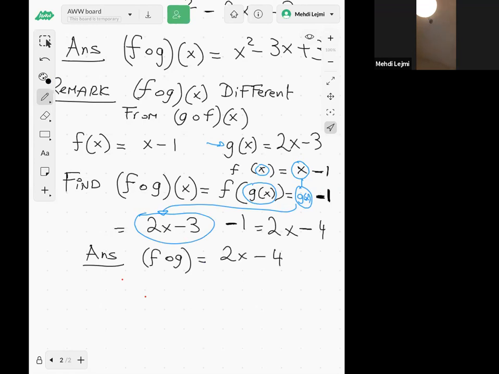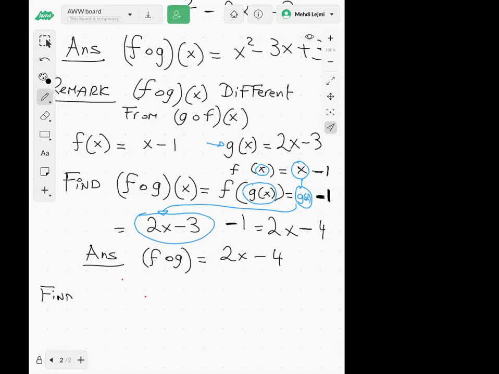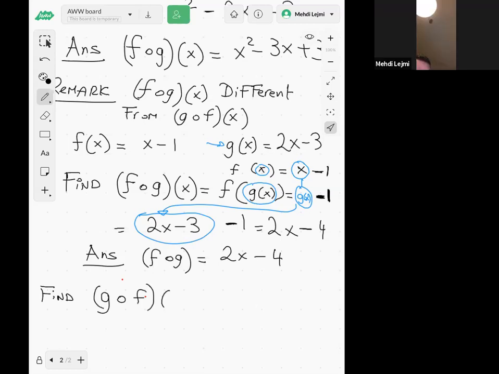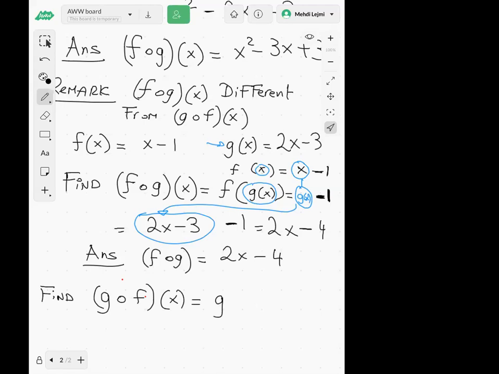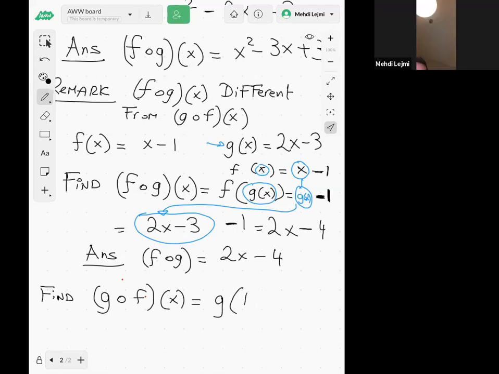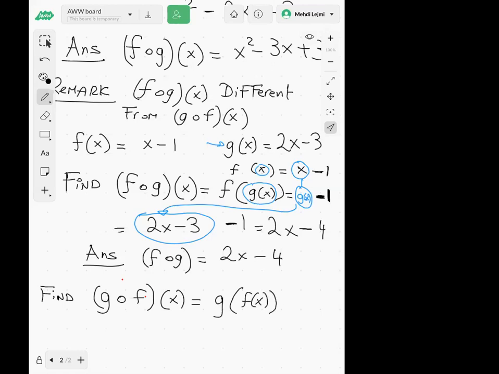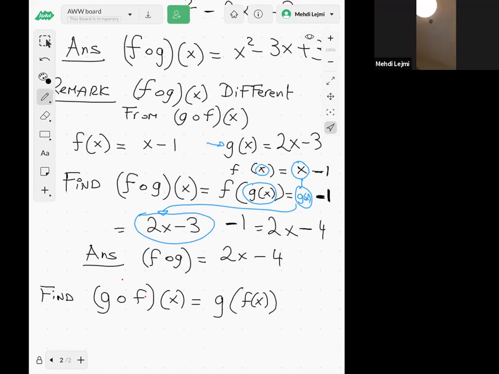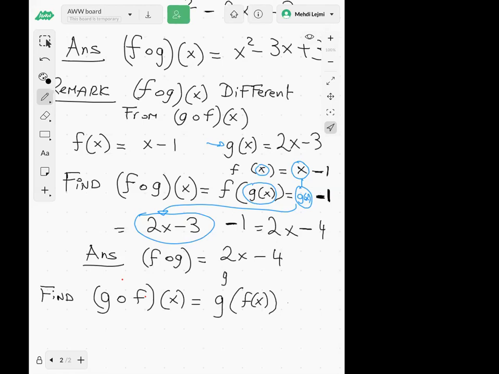Okay. Now, what about g composed with f? Now let's find g composed with f. So this is g. G comes first, and then inside the parentheses we have f. So this is g of f. G comes first and then f. So let's see what g of f is. How do we compute such a thing?